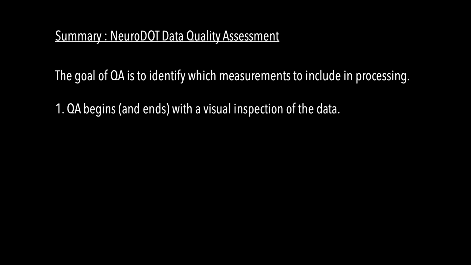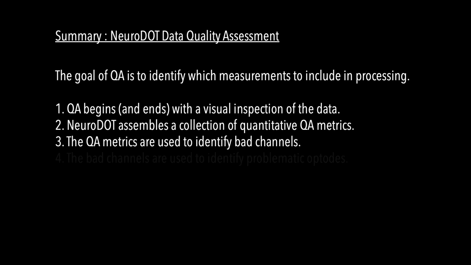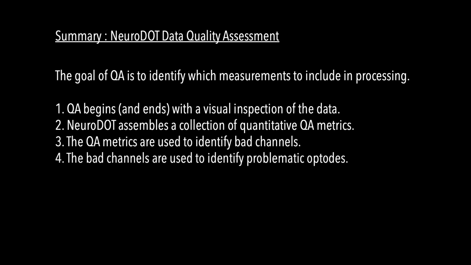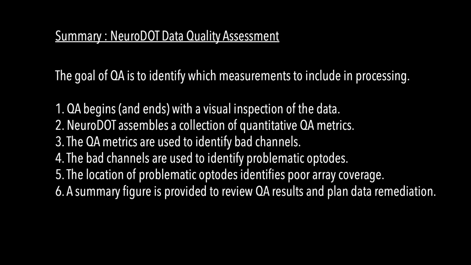In summary, the primary goal of a data quality assessment is to identify which array measurements to include in processing and reconstruction. The QA metrics computed by NeuroDOT are generally reliable, but they are not a substitute for visually inspecting your data. Automated evaluation consists of calculating quantitative metrics from the data, which are applied to identify poor channels and problematic optodes, which in turn identifies areas of poor array coverage. These results are presented for review to help the user make informed decisions about the current data and potentially improve future acquisition.